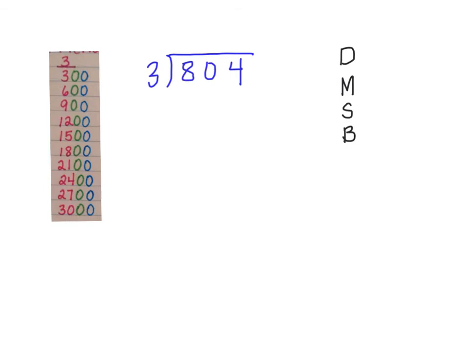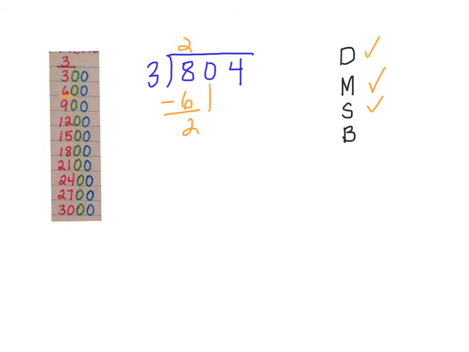Okay, we're going to look at one more example here. 804 divided by 3. I'm going to start by dividing 8 divided by 3. And I know that 3 times 3 is 9. So 3 times 2 would give me 6, which is as close as I can go without going over. So 8 divided by 3 is 2. I multiplied. 2 times 3 is 6. Then I subtract. 8 minus 6 is 2.